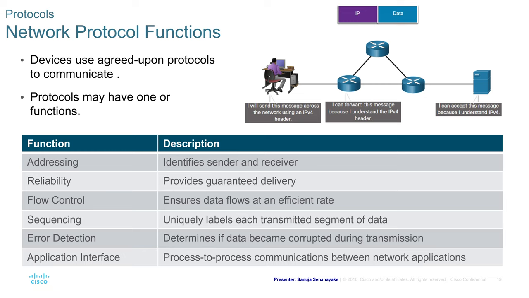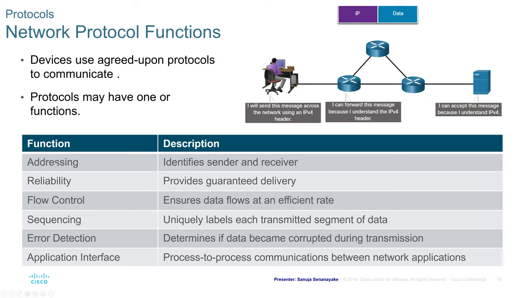Network protocol functions. Devices use agreed-upon protocols to communicate with each other. For example, if I'm speaking in English, you have to agree to speak in English, otherwise we're going to mistranslate and miscommunicate, and the communication is going to fail. So there's an agreed-upon language. Just like that, network protocols have agreed-upon protocols to communicate so that they can understand each other. Protocols may have one or more functions associated with that particular protocol.